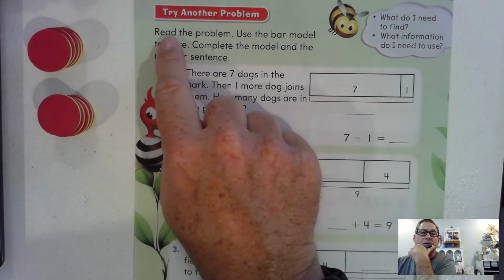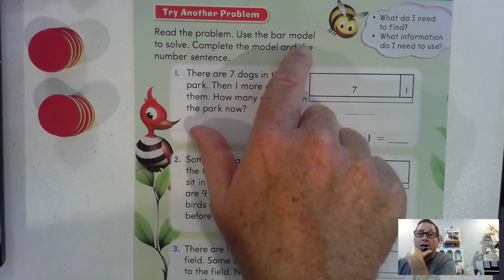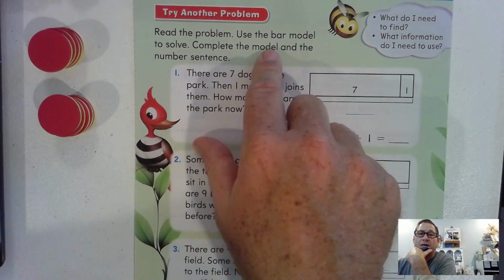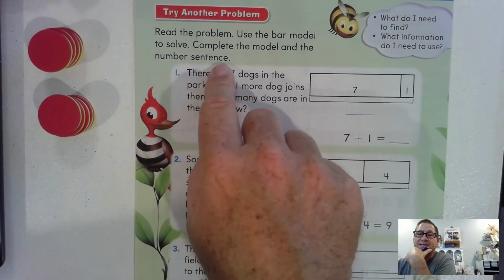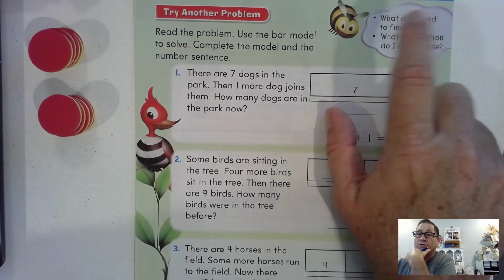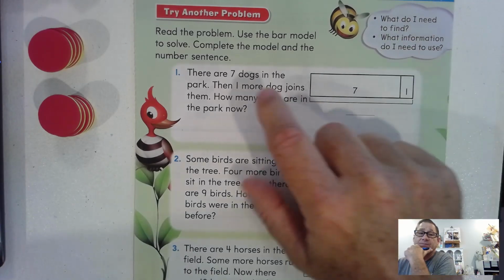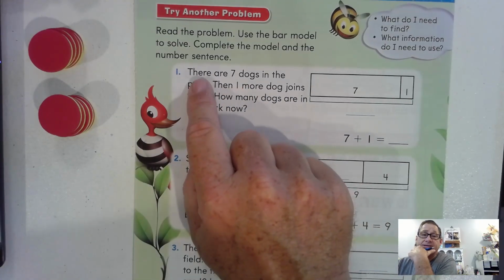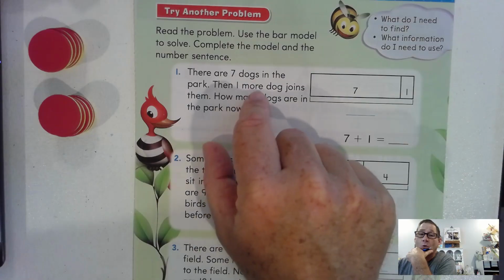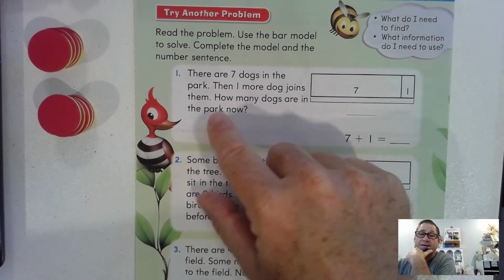So try another problem. Read the problem. Use the bar model to solve. Complete the model and the number sentence. And keep in mind, what do I need to find? And what information do I need to use? So let's read this carefully. There are 7 dogs in the park. Then 1 more dog joins them. How many dogs are in the park now?